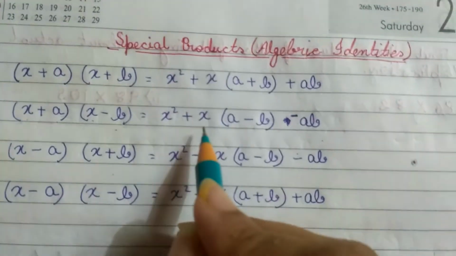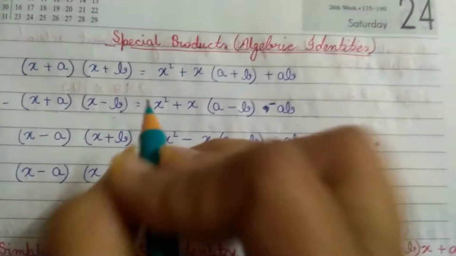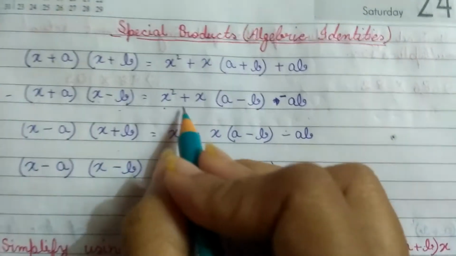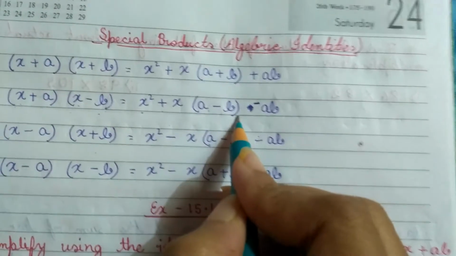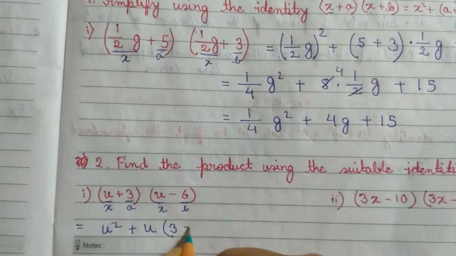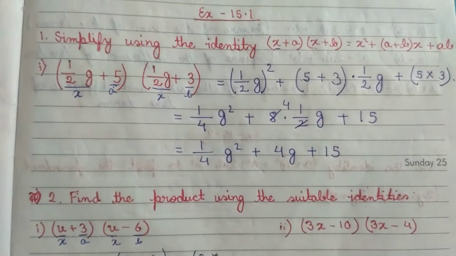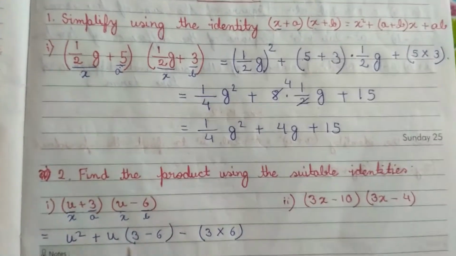So the identity was x² + x(a − b) − ab. So x², instead of x we have u here, so we put u². Then plus x, so plus u, (a − b), here a is 3 and b is 6, so put (3 − 6) because a minus b is there. Then minus ab, that means a that is 3 and b that is 6, into 6. So now what you have to do is simply calculate.